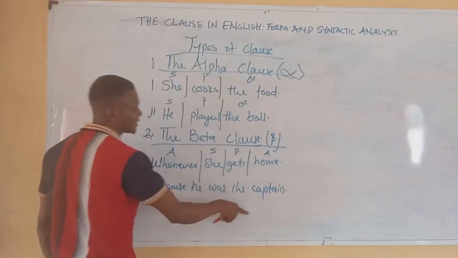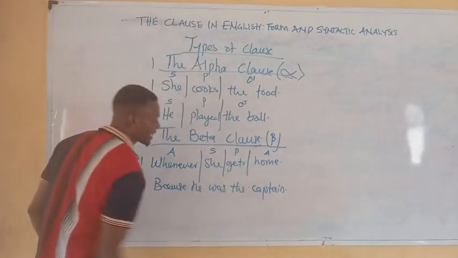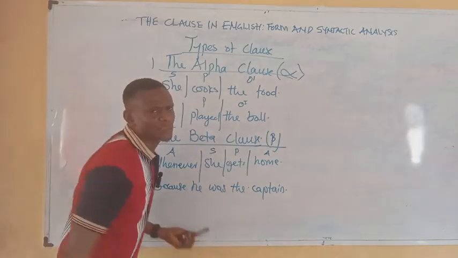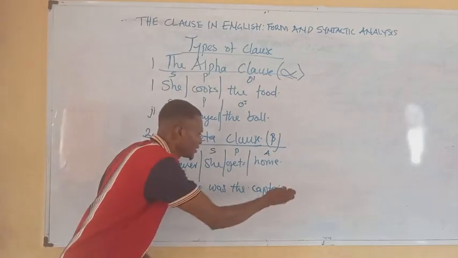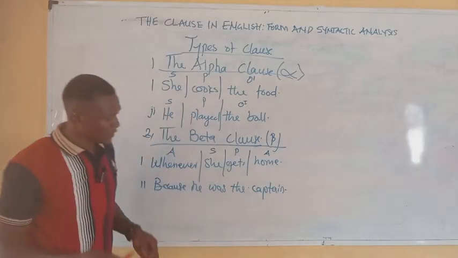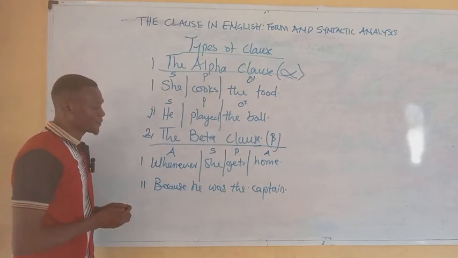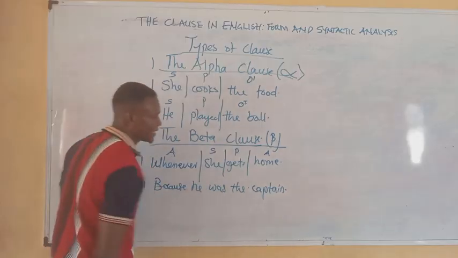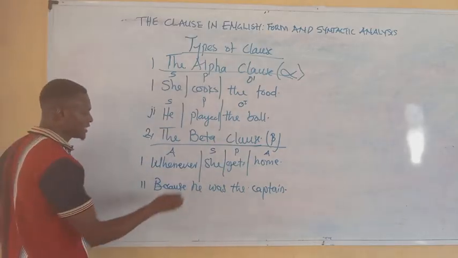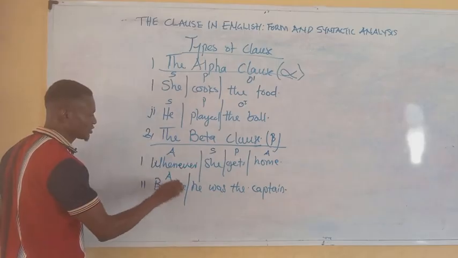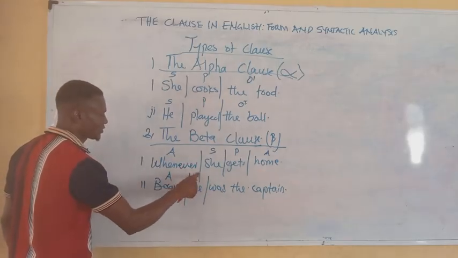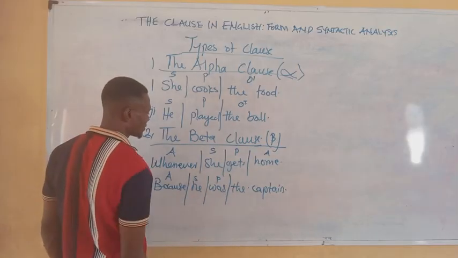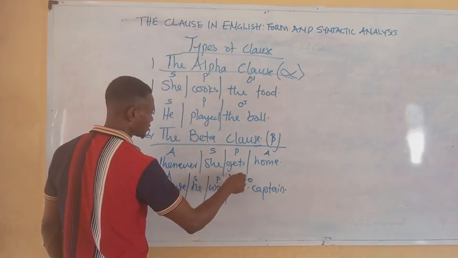Full stop. This is a clause that cannot stand on its own. That is, because he was the captain, and that is full meaning by indicating it with a punctuation mark, full stop. And you see, because he was the captain. So let's do the analysis. Because, an adjunct; he, subject; was, predicator; the captain, that is object.